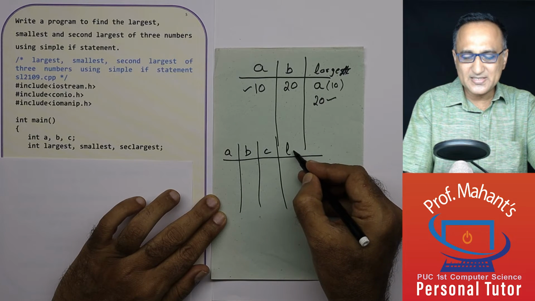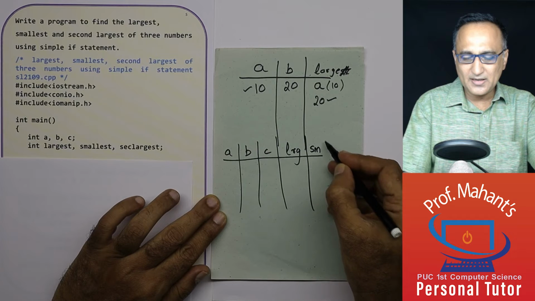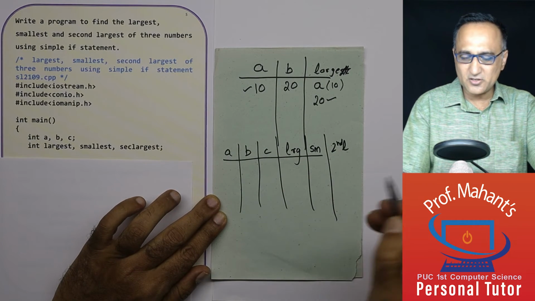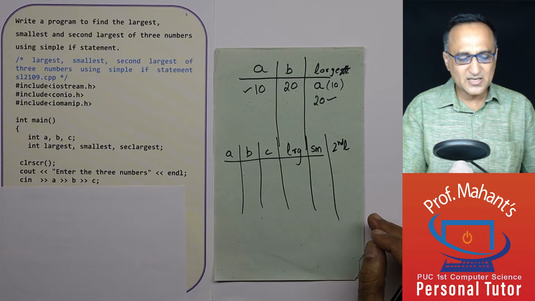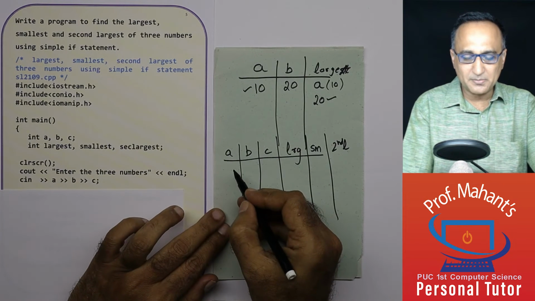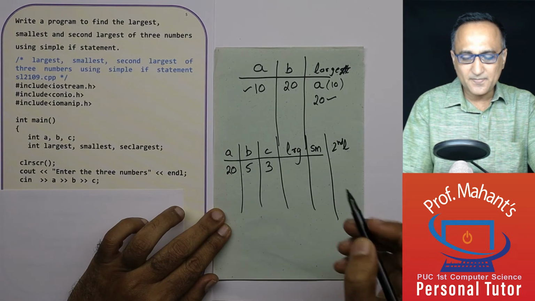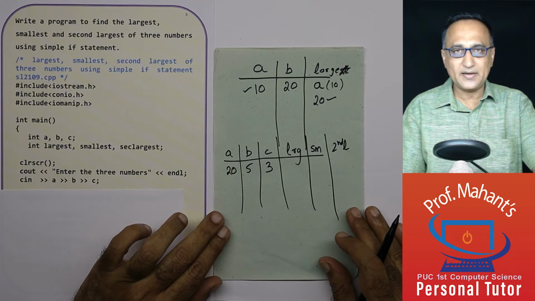So let me call this large, let me call this small, and let me call this second largest or second smallest, which are all the same in three numbers. I am first asking the user to enter three numbers. So let us say we enter 20, 5 and 3. Yeah, that's fine. 20, 5 and 3 are the three numbers I enter.